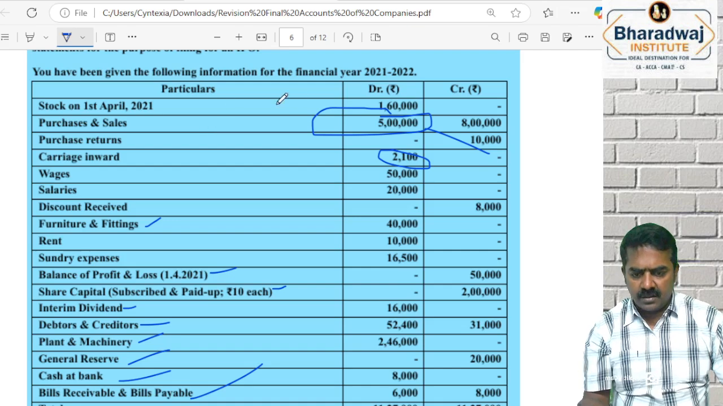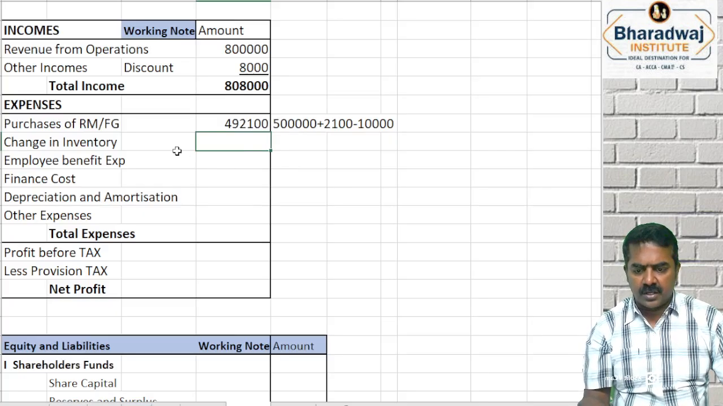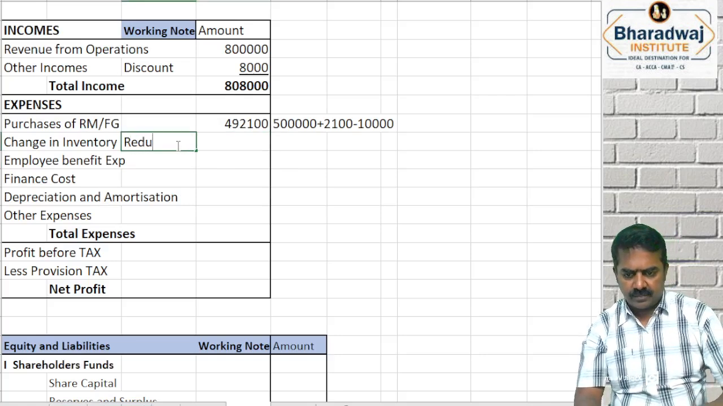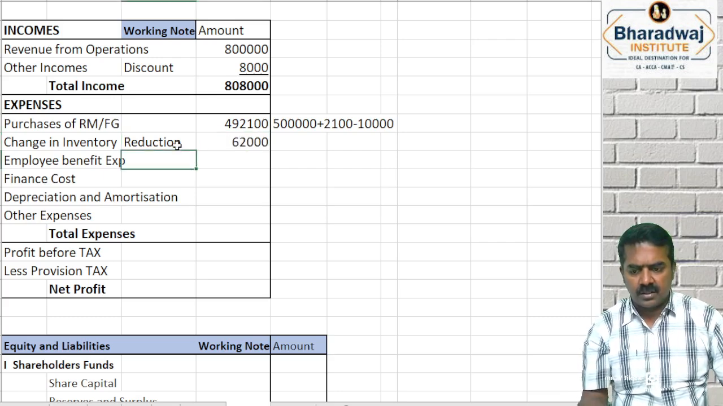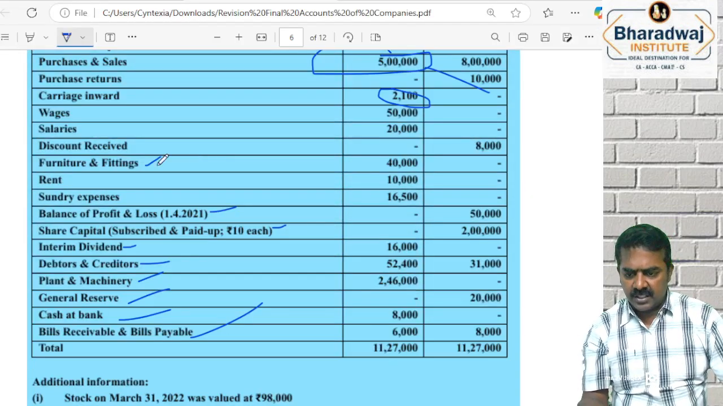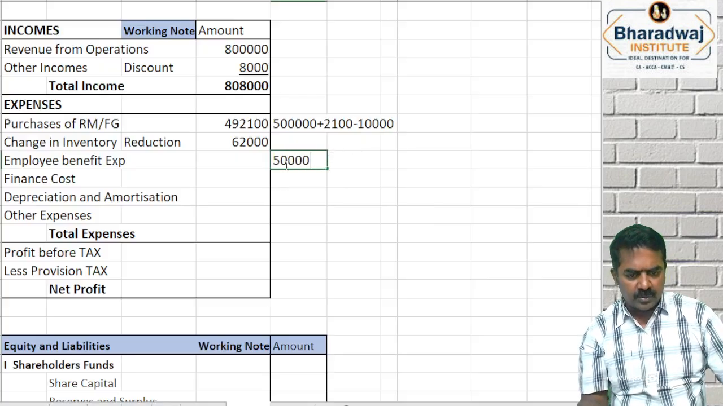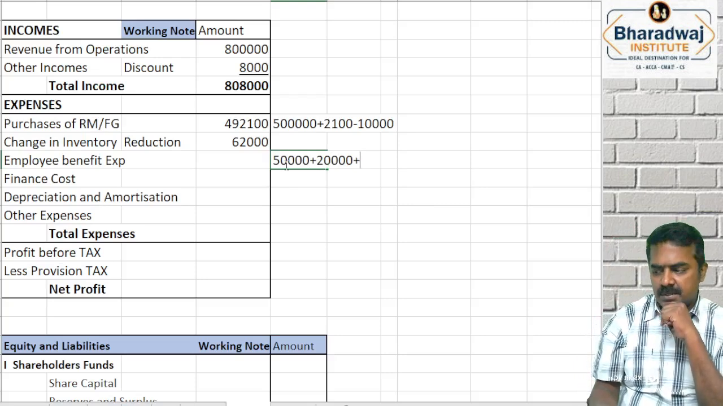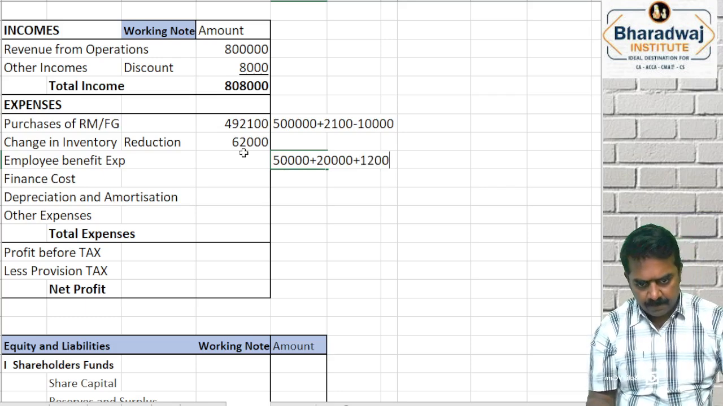Change in inventory from 1 lakh 60 to 98,000. It has reduced. 62,000, it's a positive amount. Employee benefit expenses. Wages, salary will come. We have to put a working note. Wages plus salaries plus outstanding expenses. How much is the outstanding expense? 1,200. 71,200.